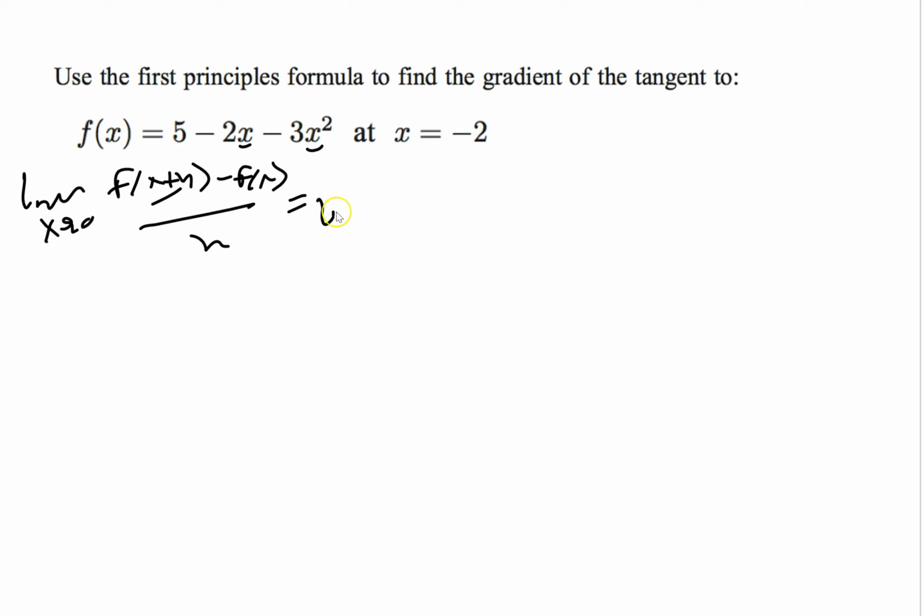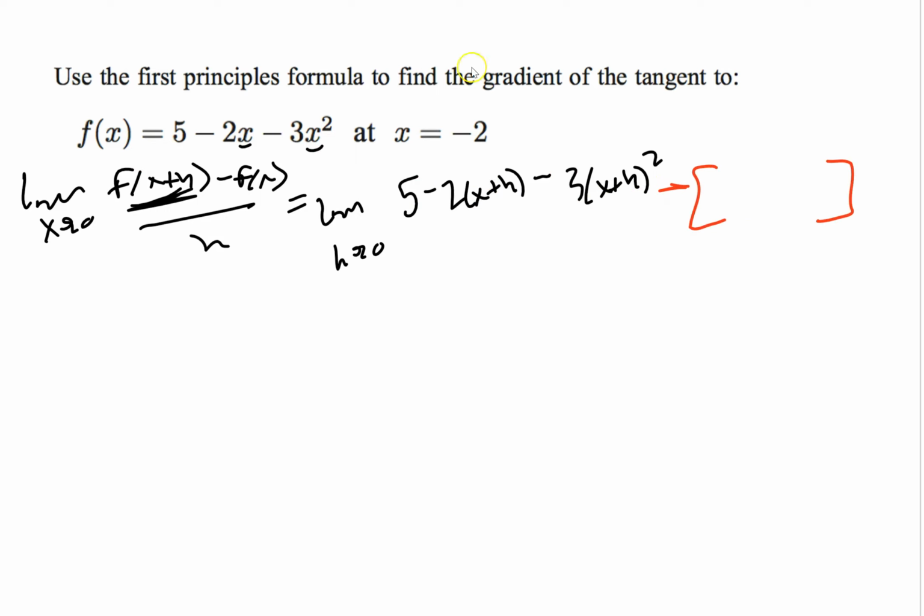So this is going to be the limit as h approaches 0 of 5 minus 2 times x plus h, minus 3 times x plus h squared. That's all this part, right? Everywhere there's an x, plug in x plus h. That's the way it goes. Then there's a minus sign, parentheses, and then you can plug in f of x, which is all of this: 5 minus 2x minus 3x squared, all over h.